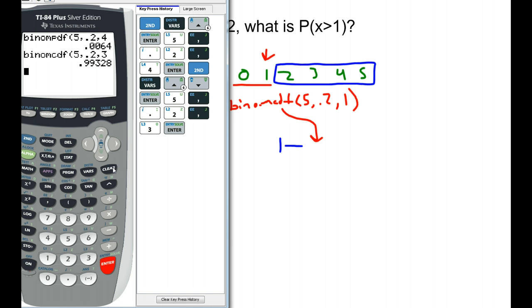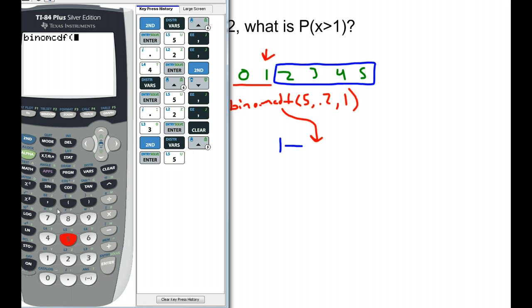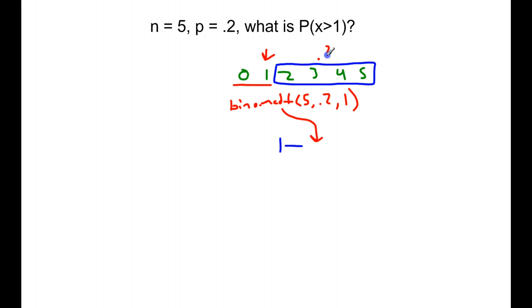So this one I'll go ahead and do in my calculator real quick just so we can see it. We got our distr, we go down to binomial CDF of 5, comma, 0.2, comma, 1. And then we take 1 minus the answer that we just got. So 0.263 is our answer that we want.